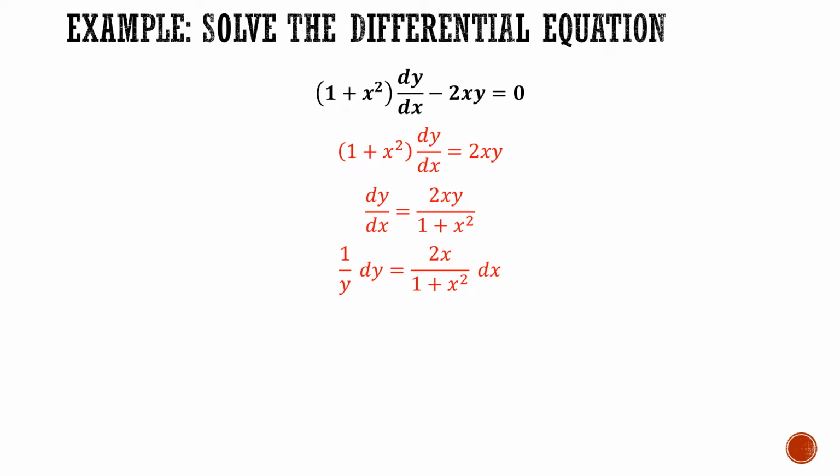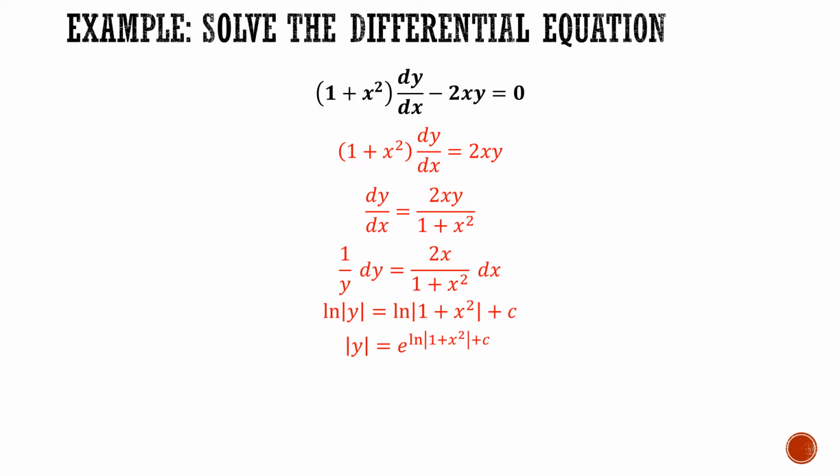All right, from here I'm going to integrate. The integral of 1 over y is ln absolute value of y. And then the integral of 2x over 1 plus x squared, if I use a u-sub, I would get ln of 1 plus x squared plus c. Now I'm going to solve for y. To get rid of ln, I'm going to e both sides. So I get the absolute value of y equals e to the ln of 1 plus x squared plus c.